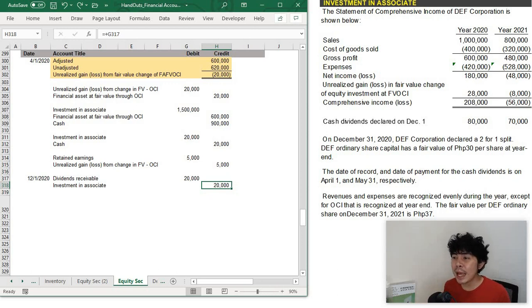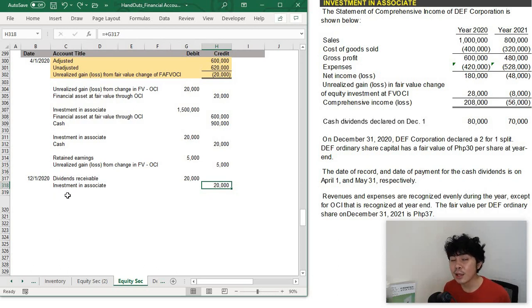So, ibig sabihin, at declaration, December 1, 2020, kung nag-declare si DEF ng 80,000 na dividend, ibig sabihin, mababawasan yung kanyang equity on this date ng 80,000 pesos. So, dapat, kung mababawasan ang equity ni associate, dapat, babawasan din natin yung ating investment in associate na account. Yun nga lang, hindi buong 80,000. Syempre, only up to the extent of our ownership, which is 25%. Kaya ito ay credit 20,000 using investment in associate na account.